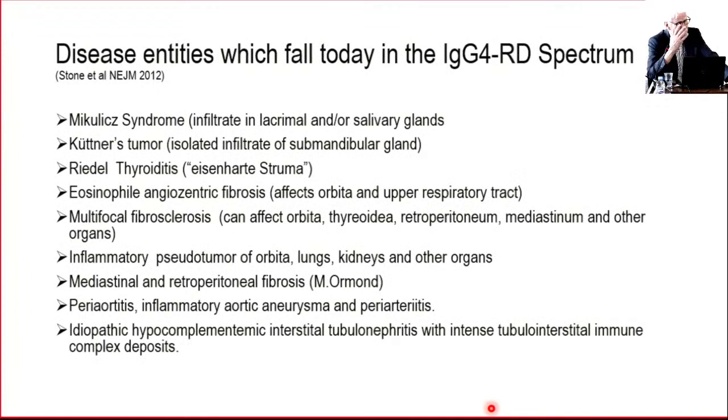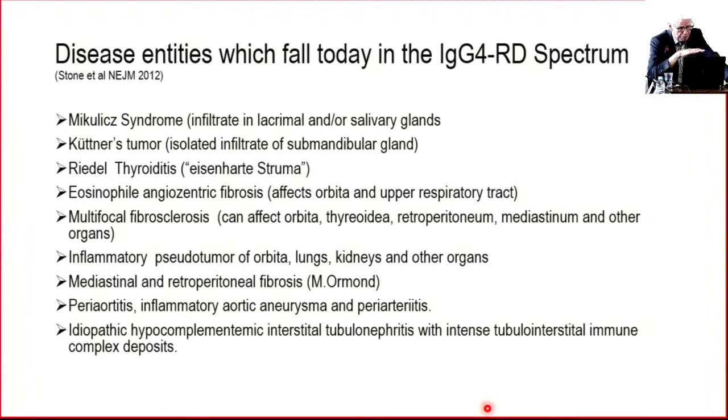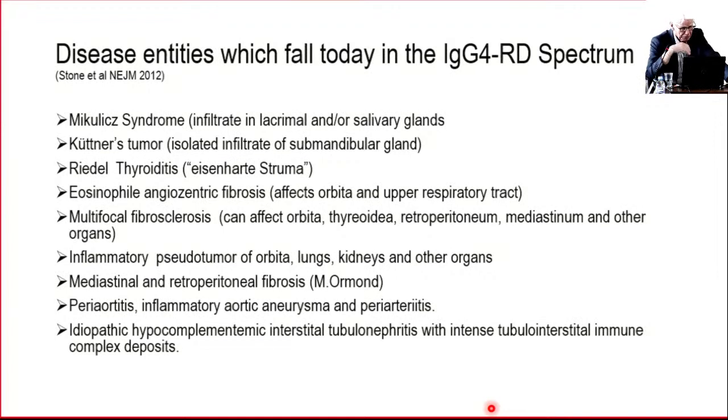Now, as soon as this IgG4-related disease was defined, several other previous disease entities fell into this spectrum, like Mikulicz syndrome, infiltrate of lacrimal and/or salivary glands, Küttner's tumor, infiltrate of submandibular gland, Riedel's thyroiditis or the Eisenhart struma, eosinophilic angiocentric fibrosis of orbita and upper respiratory tract, multifocal fibrosclerosis, inflammatory pseudotumor of orbita, lungs, kidney, and other organs, the mediastinal and retroperitoneal fibrosis known as morbus Ormond, periaortitis, inflammatory aortic aneurysm, and last not least, an idiopathic hypercomplementemic interstitial tubular nephritis with intense tubulo-interstitial immune complex depositions, mainly composed of IgG4.